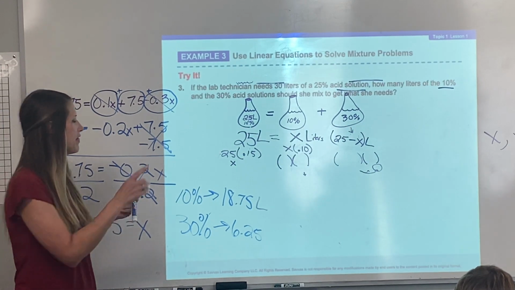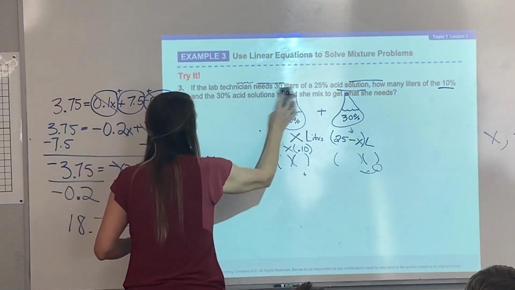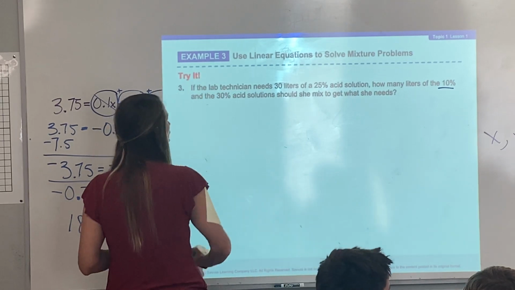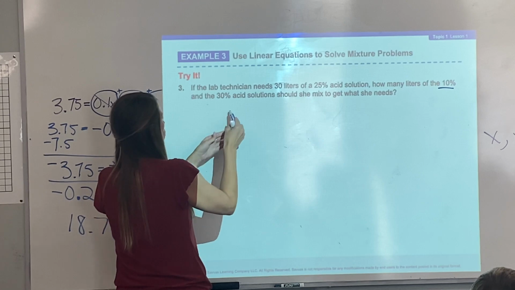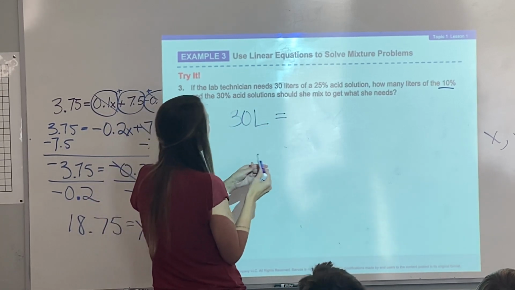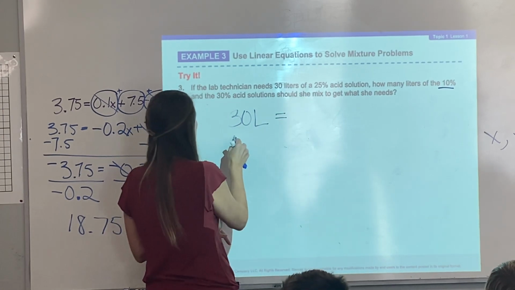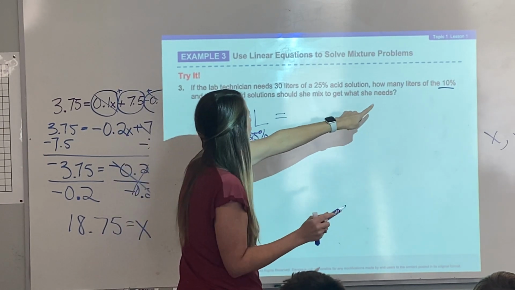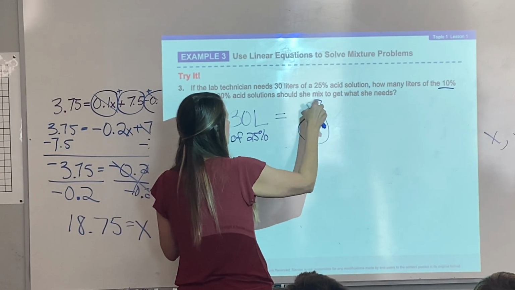If you can get this problem on your first try, I will give you a Jolly Rancher. Oh my God. Wait, what?